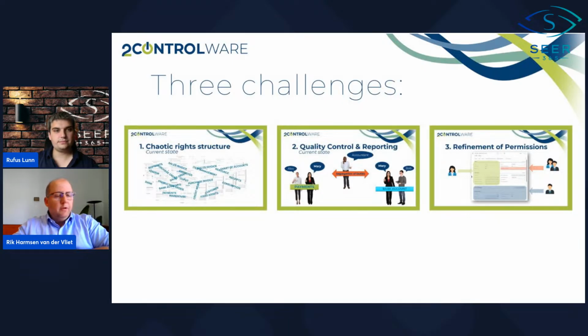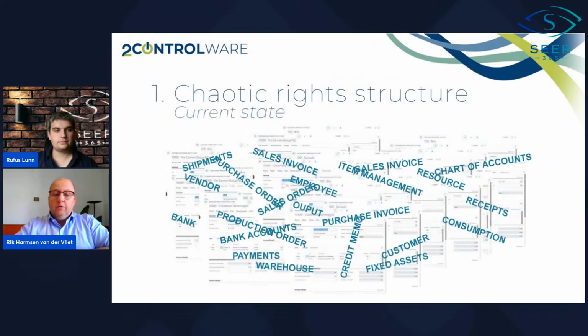So if you look at 2Controlware, basically what we want to solve for our customers are three things. So first of all, especially for the ones that have been around longer, and a lot of the partners will recognize this, that you have a chaotic rights structure because things change over time. People change roles, new people join, etc. So that's something that you want to solve.